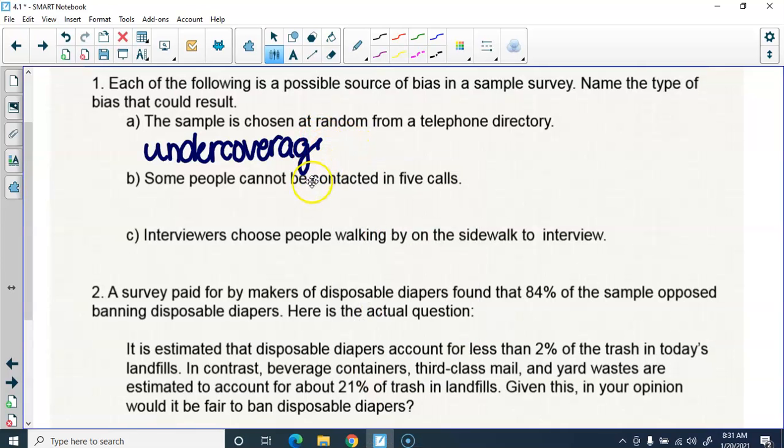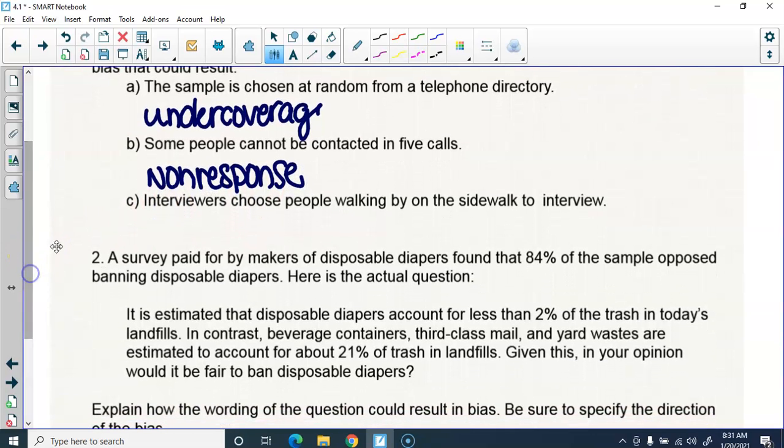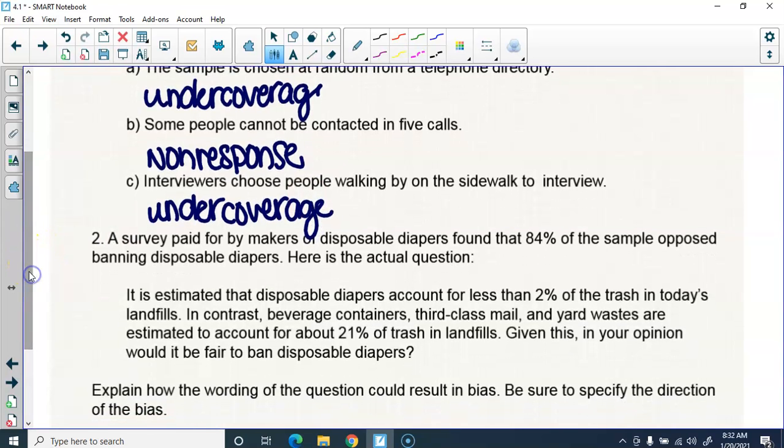Some people cannot be contacted in 5 phone calls. That would be non-response, where some people just don't answer or refuse to participate. Interviewers choose people walking by on the sidewalk. Not everyone's walking by on the sidewalk, so it sounds like this would be undercoverage because not everyone is available. It's just those people walking by. This is what we called before a convenience sample.